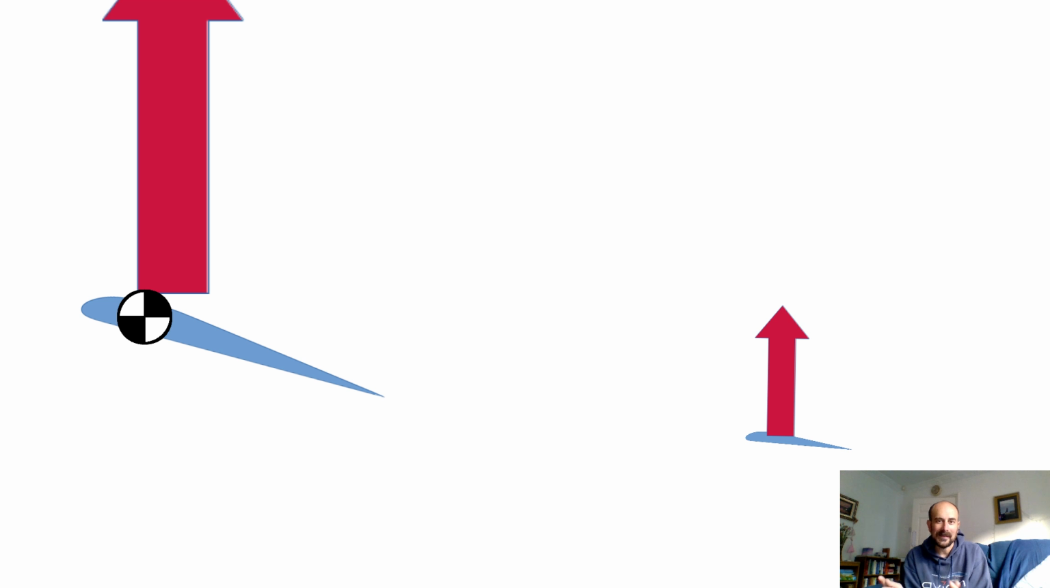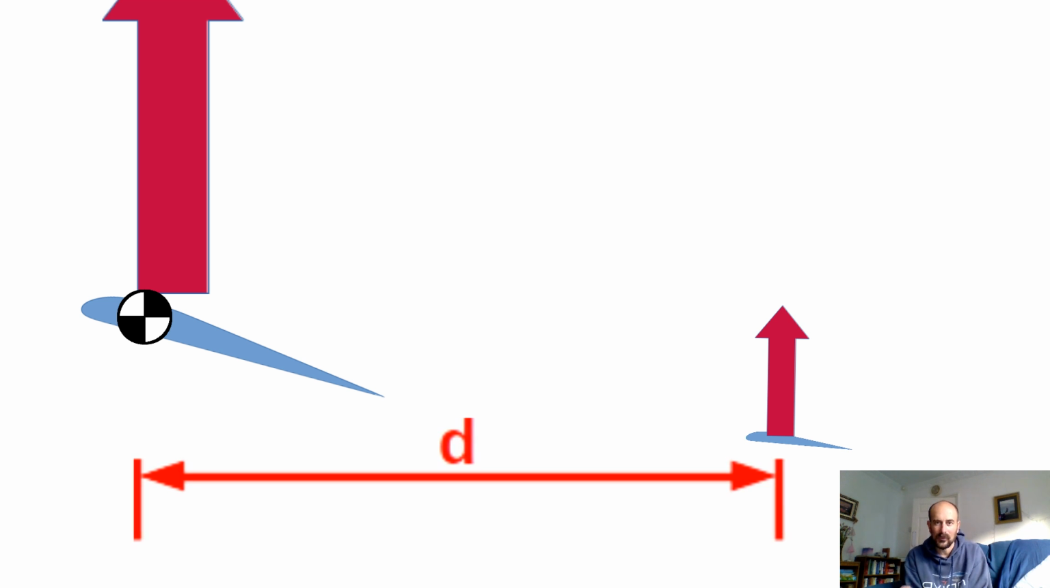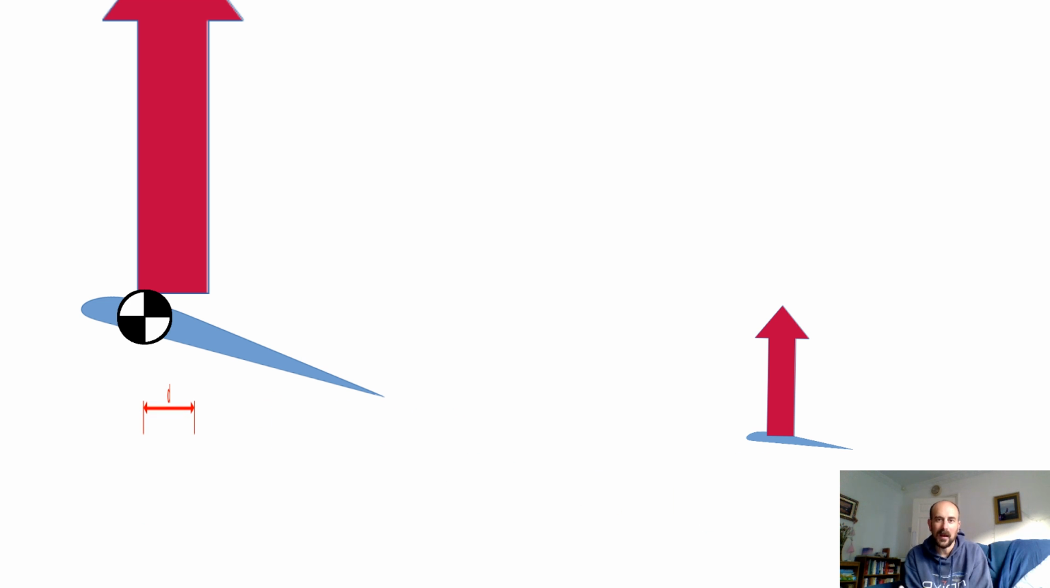And because that distance that it is away from the centre of gravity is so much greater than the wing, it can have a bigger turning moment than the wing has. So overall, the aircraft is now stable.